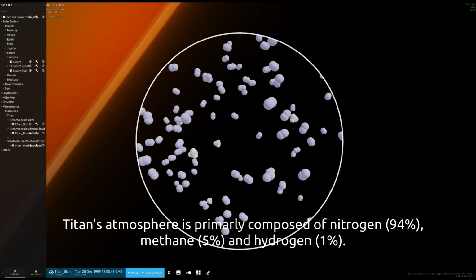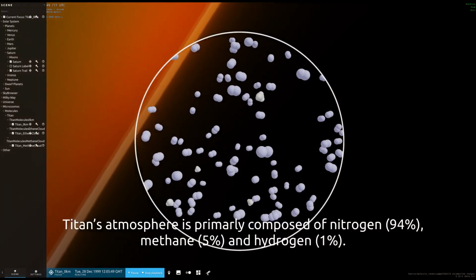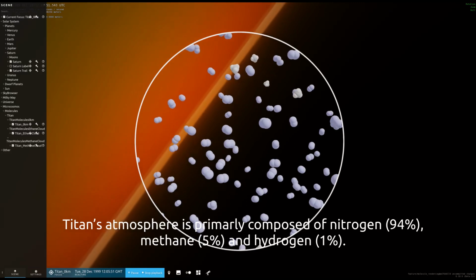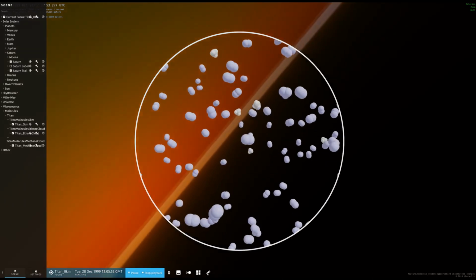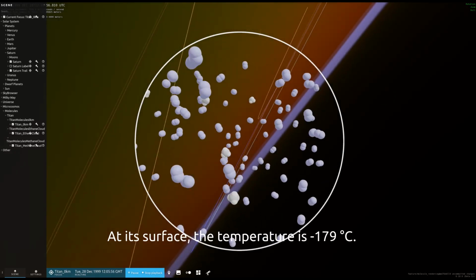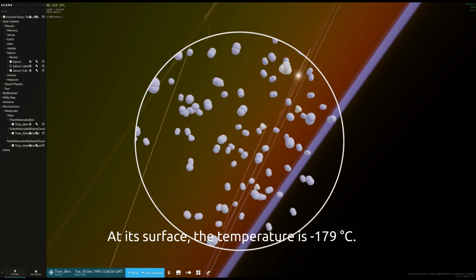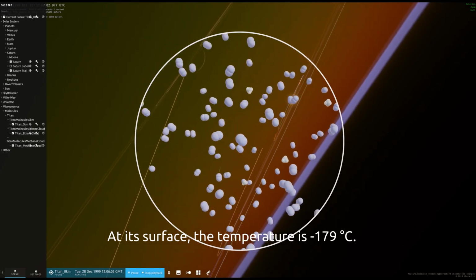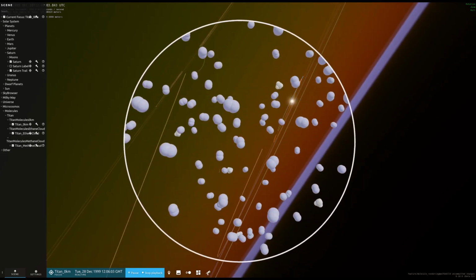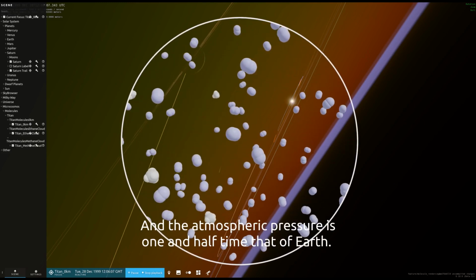Titan atmosphere is primarily composed of nitrogen, 94%, methane, 5%, and hydrogen, 1%. At its surface, the temperature is minus 179 degrees Celsius. And the atmospheric pressure is 1.5 times that of Earth.